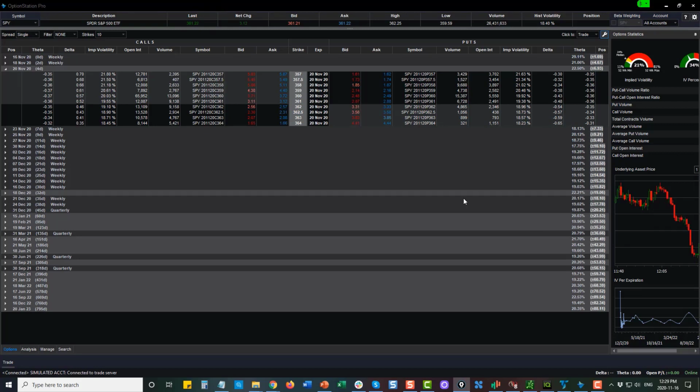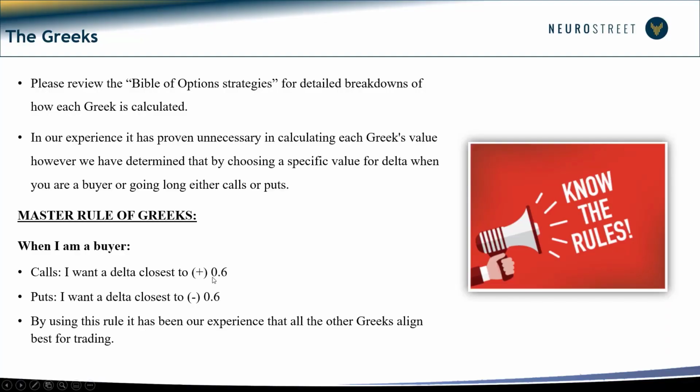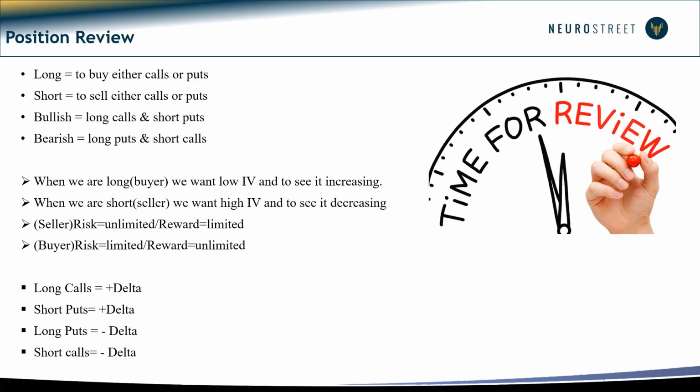So write this down. I want a 0.6 delta. Let's pull the slide up here. I want 0.6 delta, negative 0.6 delta for puts and for calls. Okay, so here's the thing. Position review.